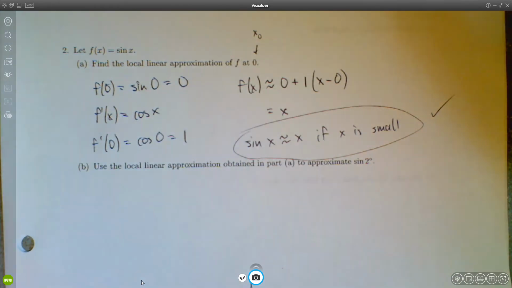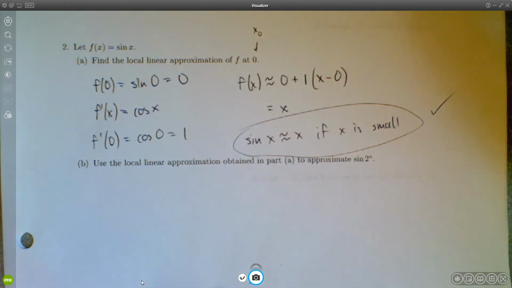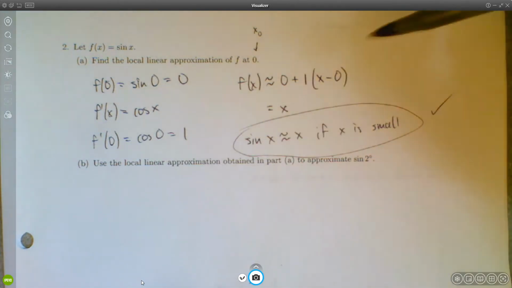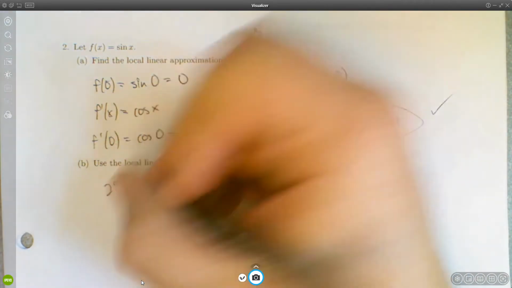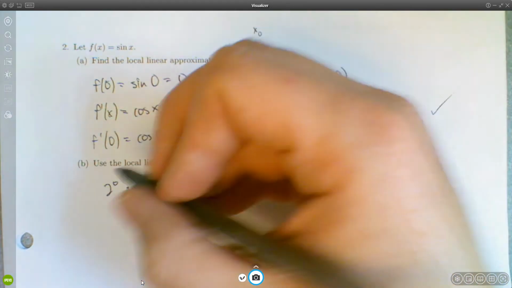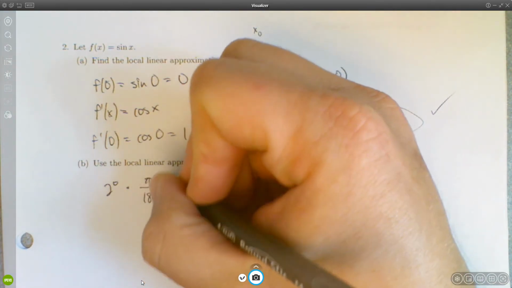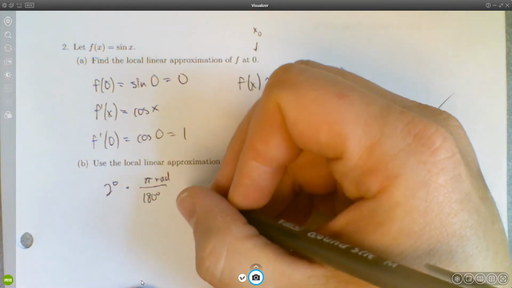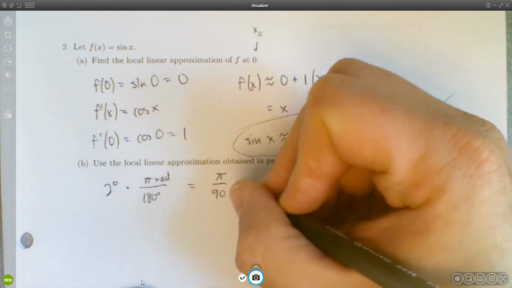For part B, it says use the local linear approximation obtained in part A to approximate sine of 2 degrees. Well, we're not going to say sine of 2 degrees is approximately 2 degrees. We want to get a real number out of this, which means we need to change degrees to radians. And this got me into trouble in the previous section, so let's see if I can redeem myself. If I want to get rid of the degrees, then I have to have 180 degrees down here and pi radians up there. 2 over 180, 180 divided by 2 is 90, so this is going to be pi over 90 radians.